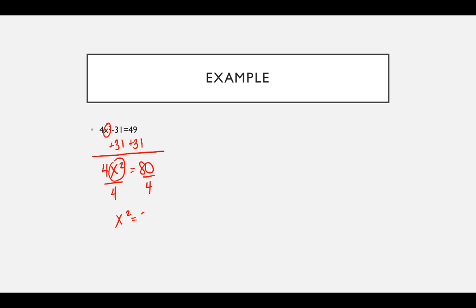So 80 divided by 4 is 20. And then we can take the square root of both sides of the equation. So the squared and square root are going to cancel, and that's going to leave us with x equals. On the right-hand side, the square root of 20, like I said, we always get a plus or minus because if we take a positive and square it, we get a positive. And if we take a negative and square it, we get a positive. So plus or minus square root of 20, and then we can go ahead and simplify this radical.